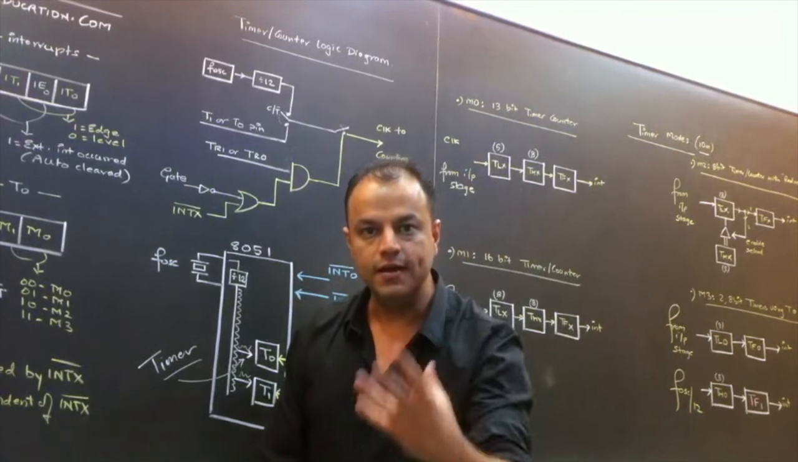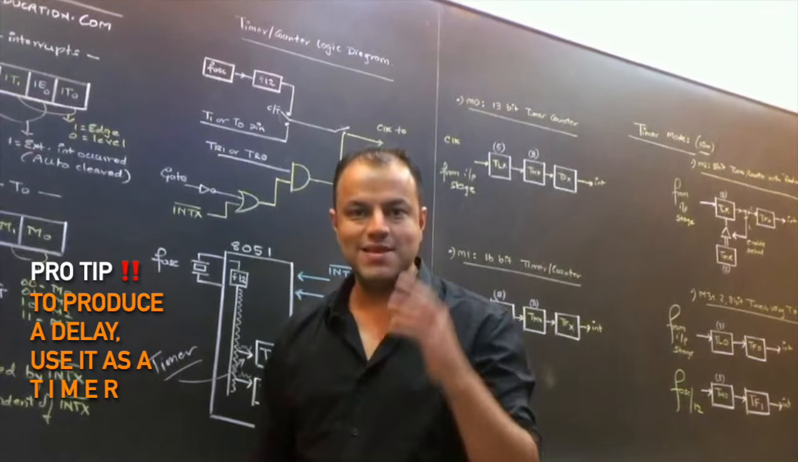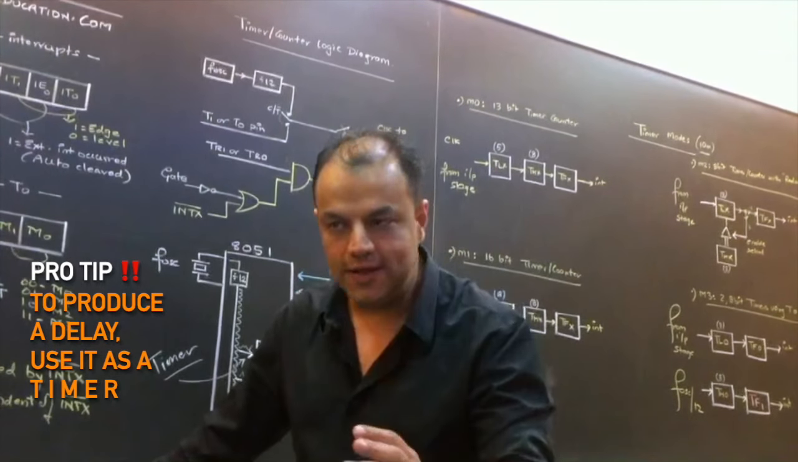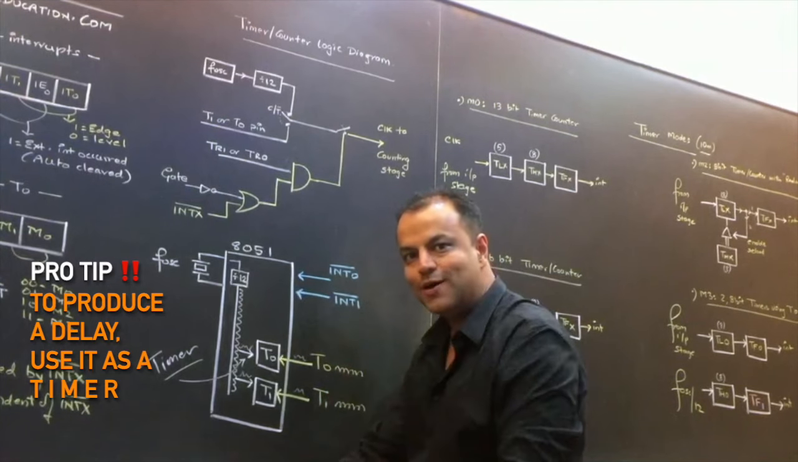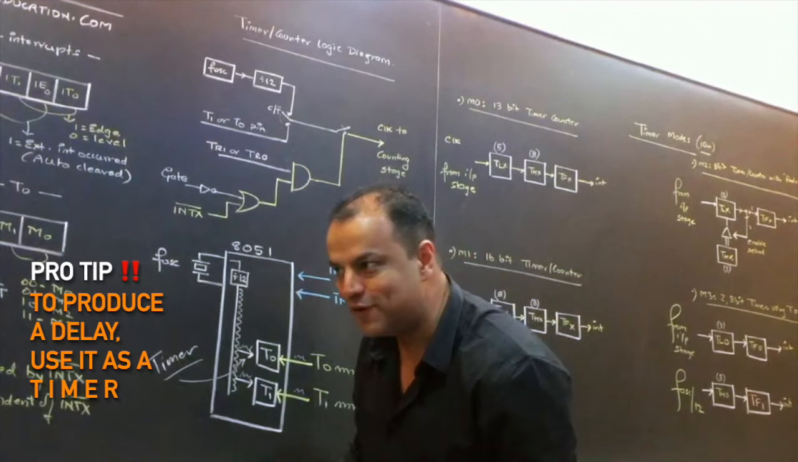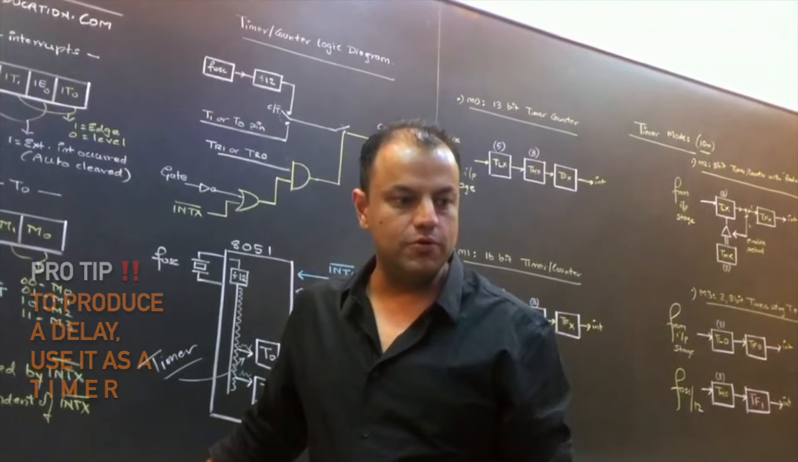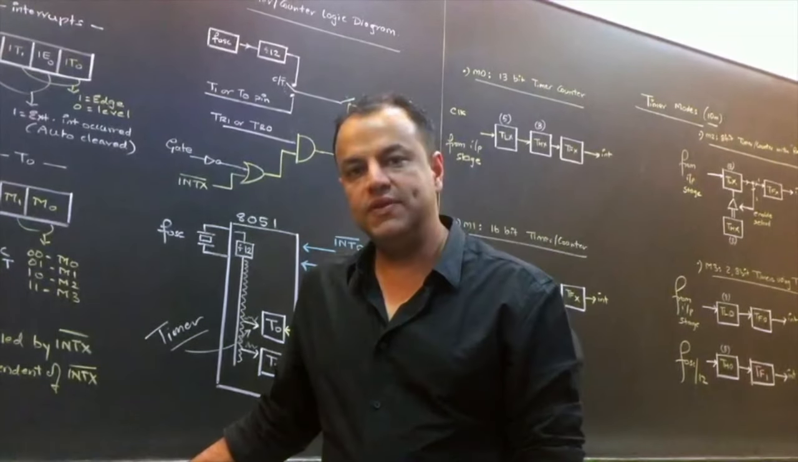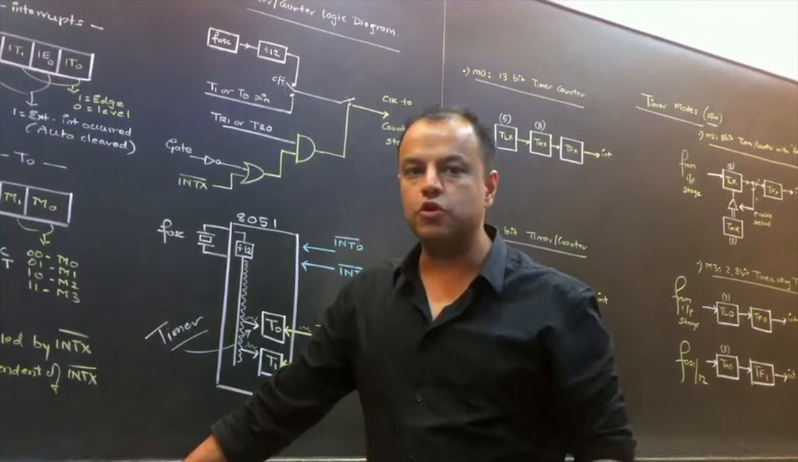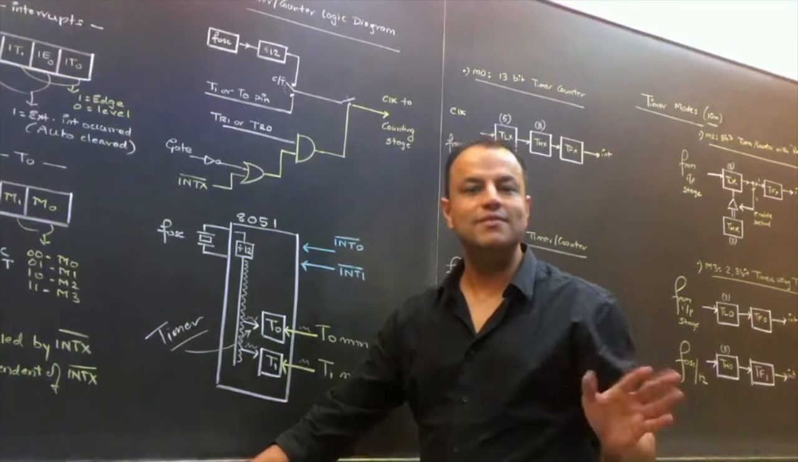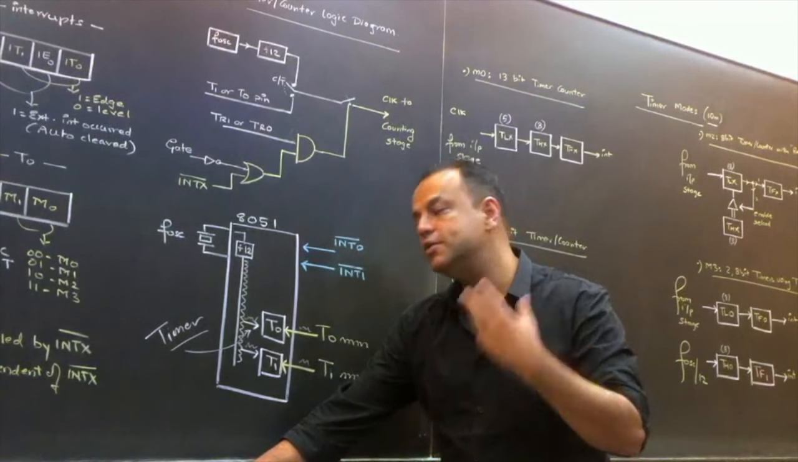So here is the hint. Whenever they ask an exam question to produce a delay, please use it as a timer. You cannot produce a delay using counters because counters count at any frequency. That means you're counting 1, 2, 3, 4, 5, 6, after some time I'll make 7. How do I ever know when you will stop? If you're working as a counter, your interest is not in time. Your interest is purely to count.